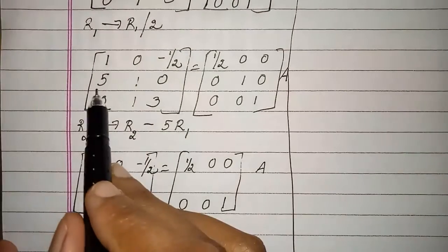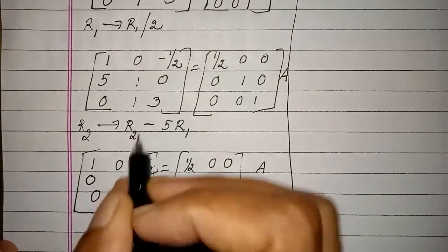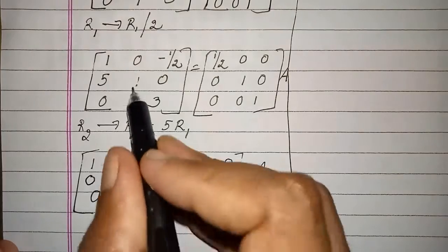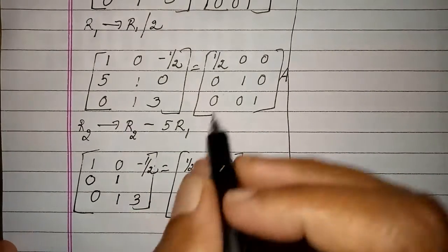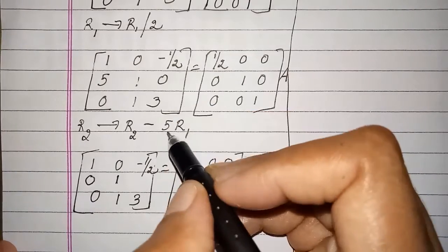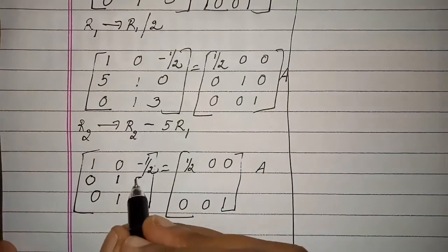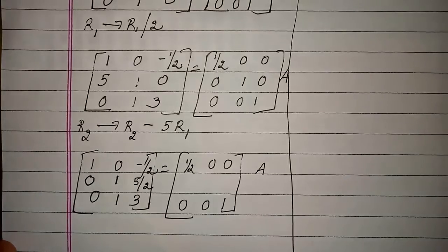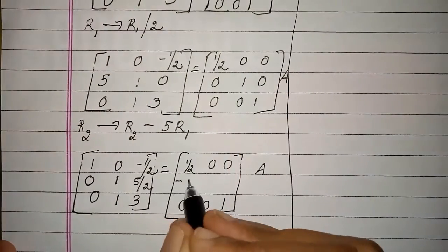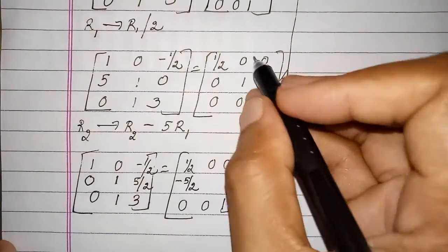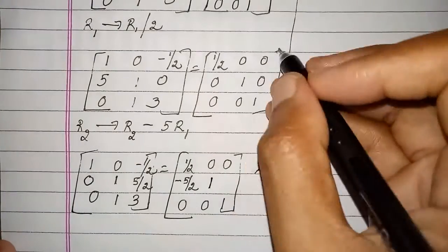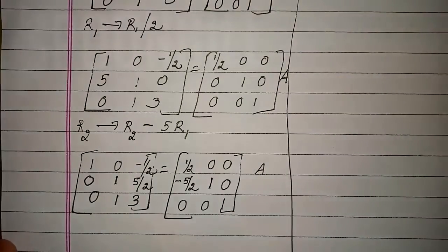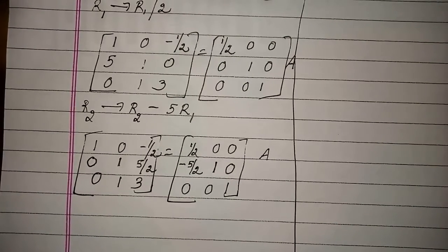Okay. So now 5 minus 5, 0. 1 minus, just look here, 1 minus 5 into 0, 1. 0 minus of 5 into minus of half, 5 by 2. Here 0 minus 5 by 2. 1 minus 0, 1. 0 minus 0, 0. Is that clear? If you have doubt, you can do it in the working column.